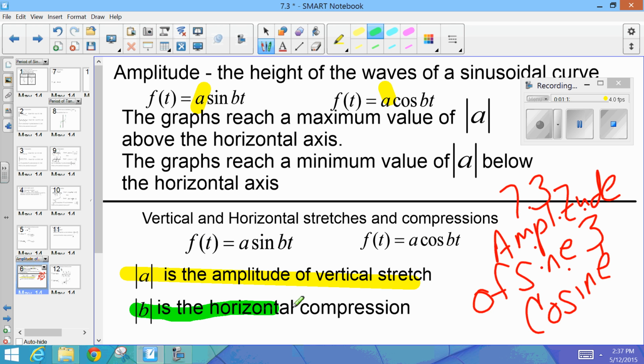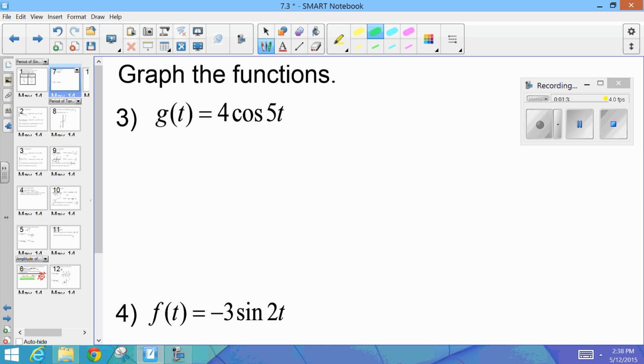B, which is going to give you the period, is a horizontal compression. So A is a vertical stretch, B is a horizontal compression. And the specific vocabulary for sinusoidal curves that explain period and amplitude. All right, make sure all that's in your notes. We're going to do some problems.